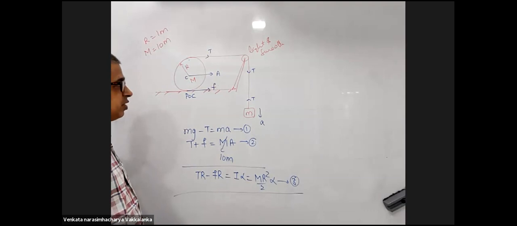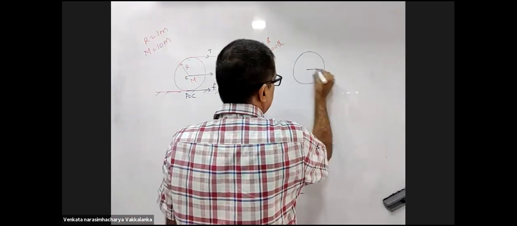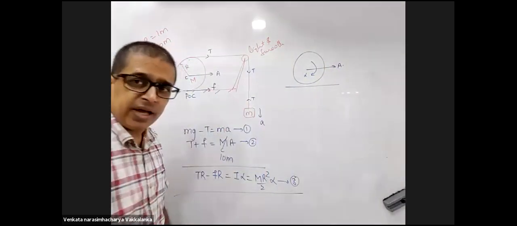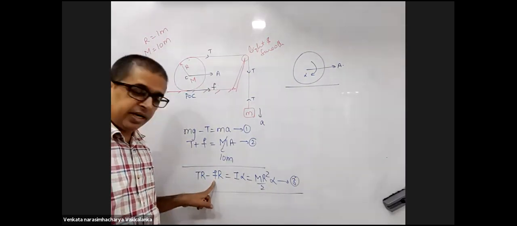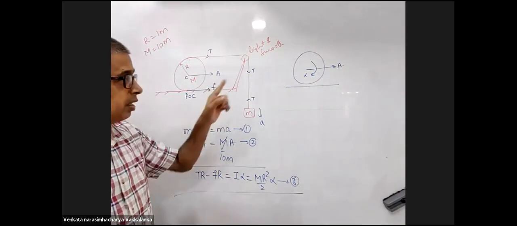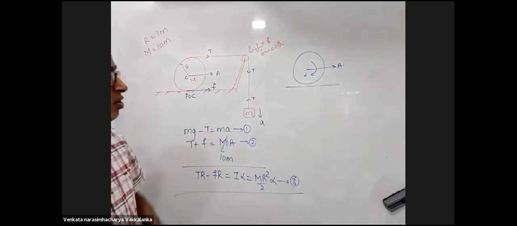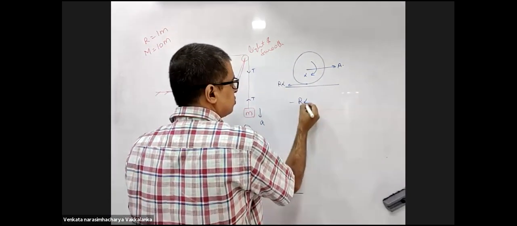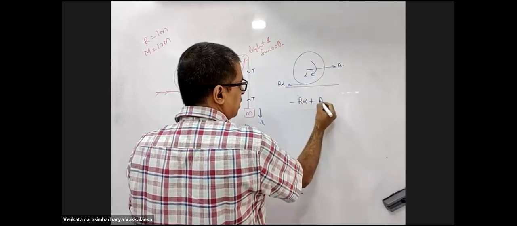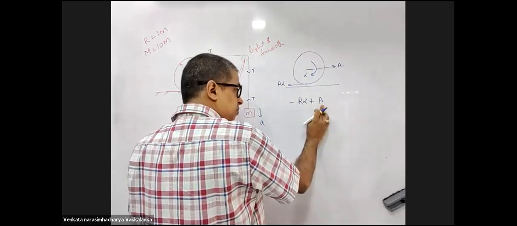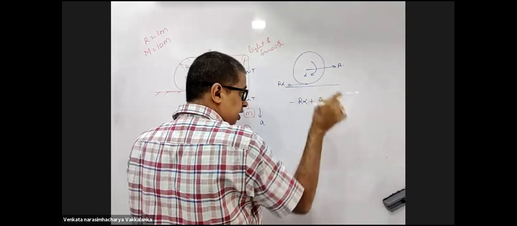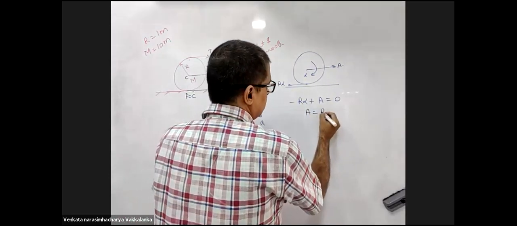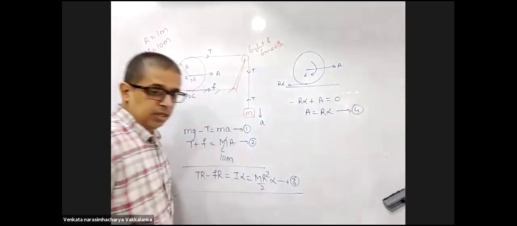Now constraint relations. The cylinder has an acceleration of capital A this way and alpha this way. Alpha, why are you taking clockwise? You have taken it clockwise. A, why are you taking it forward? You have taken it forward. This is R alpha minus R alpha with respect to center of mass plus acceleration of center of mass with respect to the ground is acceleration of this point with respect to ground, which should be 0. A is equal to R alpha is my fourth equation.